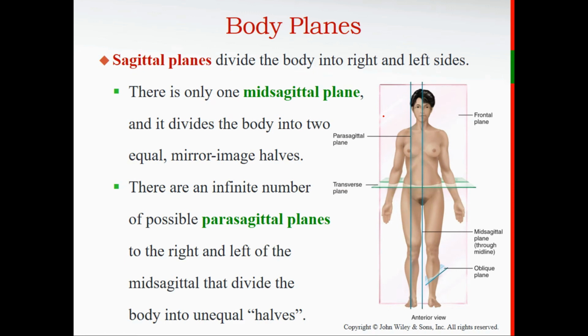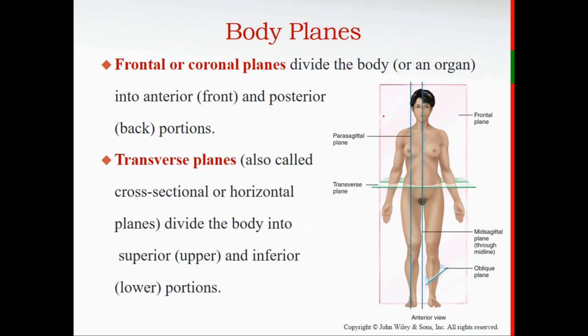So, as I just said, the sagittal plane divides the body into right and left halves. There is only one mid-sagittal plane. It divides the body into two equal mirror image halves. There are an infinite number of parasagittal planes because there can be any number of unequal right and left portions. The frontal or coronal plane divides the body into anterior and posterior portions, and transverse, sometimes you'll see this called a cross section. A transverse plane will divide the body into superior and inferior portions, again, in a body that is in the anatomical position.